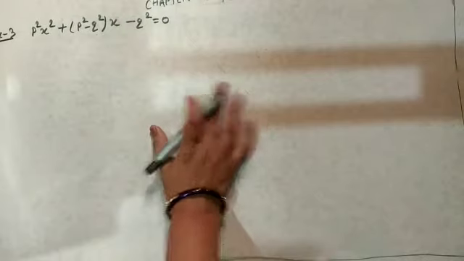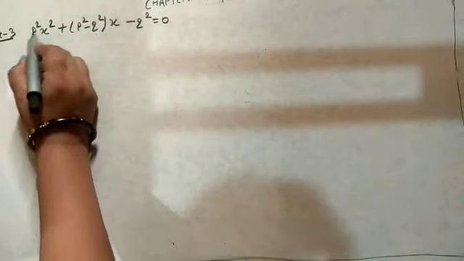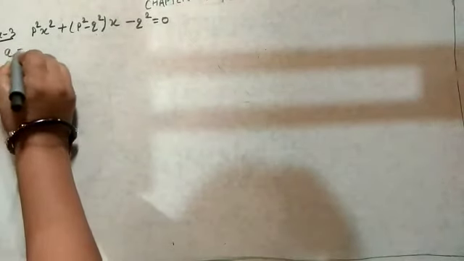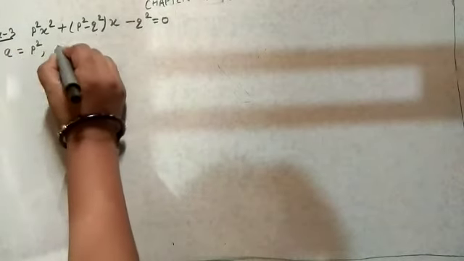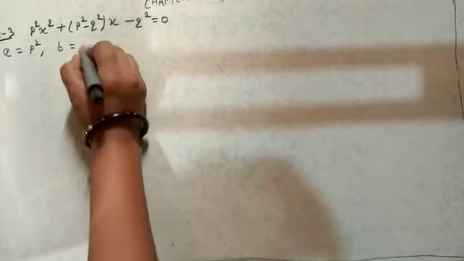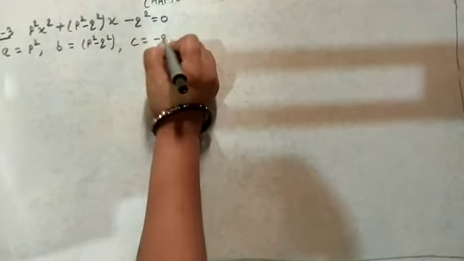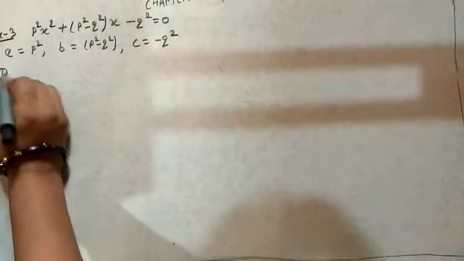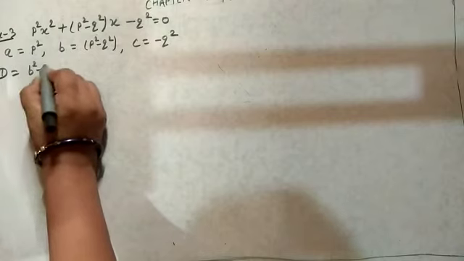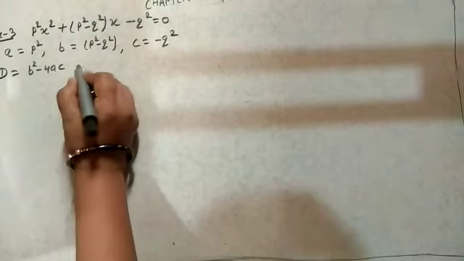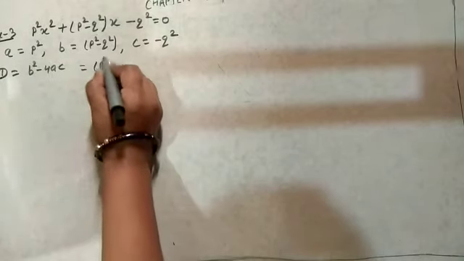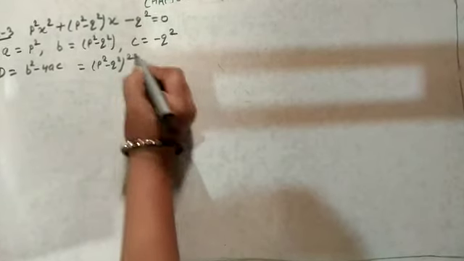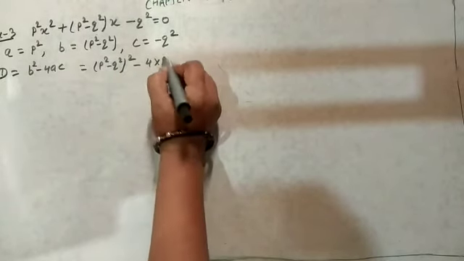So dear students, you can see here that the coefficient of x² is p². So the value of a will be p², the value of b will be p² − q², and c equals −q². Now what we will do, we will first find D = b² − 4ac. So it will be (p² − q²)² − 4 × p² × (−q²).